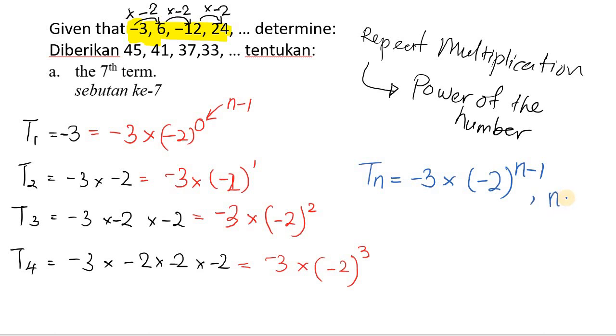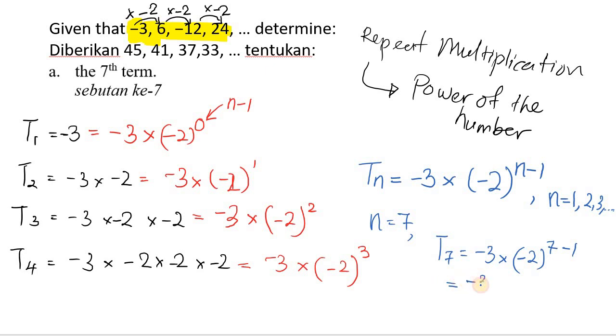Now we have an expression already, and don't forget the n must stay as 1, 2, 3, and so on. Sorry, not enough space. So now we can find term number 7. Term number 7 means n is equal to 7. So there is negative 3 multiplied with negative 2 power of 7 minus 1.